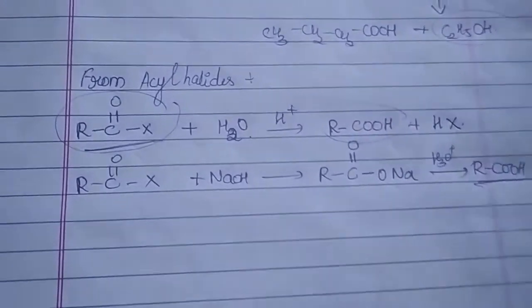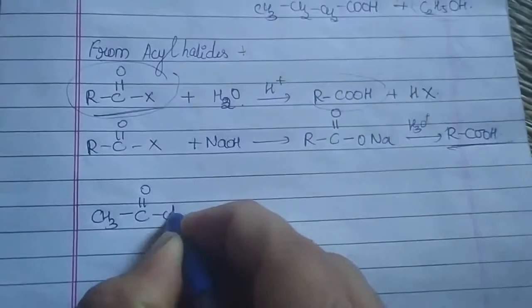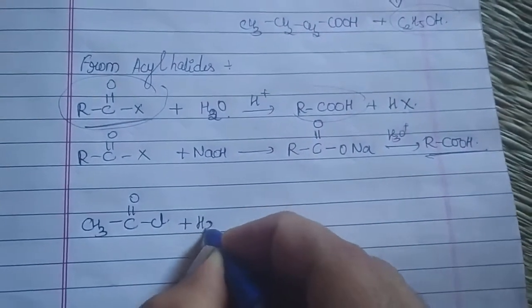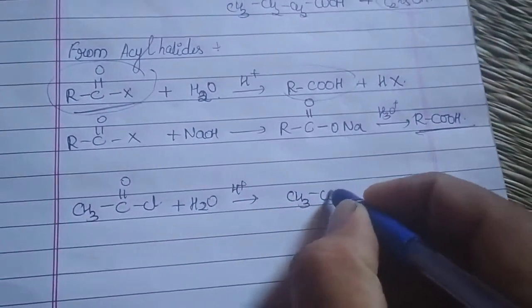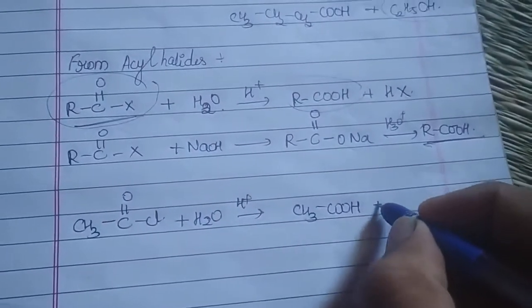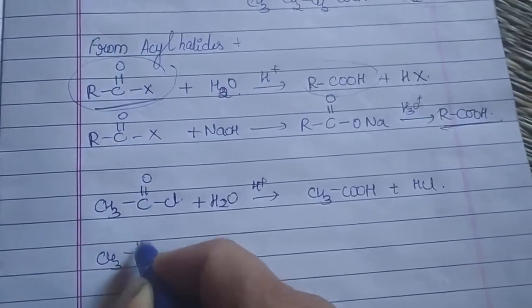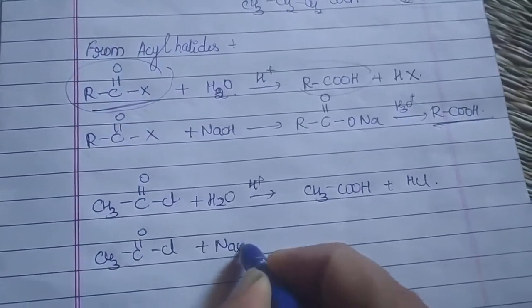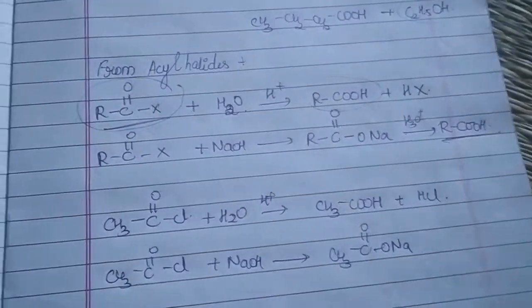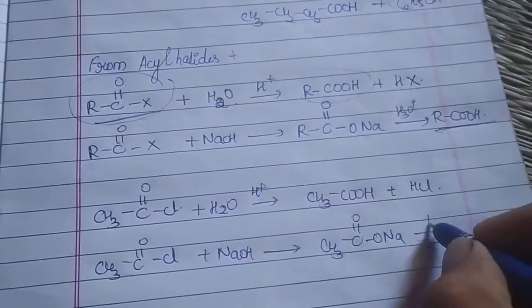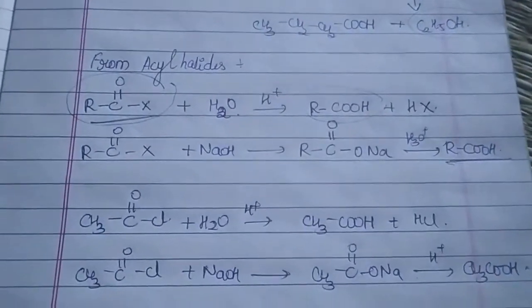Let us have certain general examples. For example, if I am taking an acetyl chloride, CH3COCl, do it with acid hydrolysis and tell me the product you are going to get. Yes, very good. So here you are going to get acetic acid plus HCl. If I am going to use the same CH3COCl in the presence of NaOH, can you please guide me, first what you are going to get? CH3COONa. Sodium salt you have got. Then upon acidification, you will be getting your corresponding carboxylic acid, that is your acetic acid.